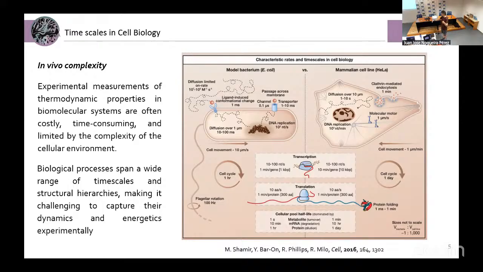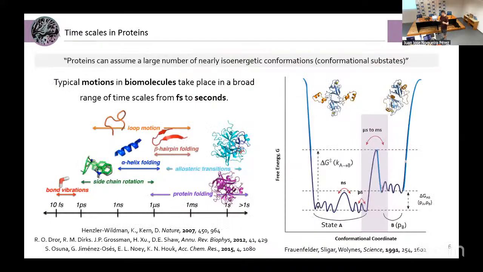So there are a lot of processes occurring, and if we want to focus on a particular process, this is super complex from the experimental point of view. Because of this complexity, it is really difficult to characterize. So the idea is we need methods that allow us to estimate these free energy changes.